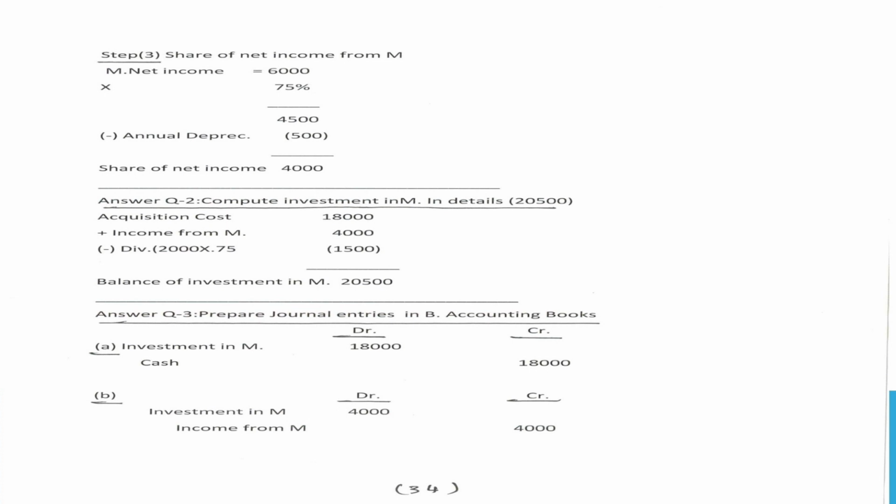First, you need to eliminate income from sub, which is 4. So eliminate this: debit income from M, which is sub, credit dividend 1,500. The difference between debit and credit makes investment in M, that's a credit 2,500. If you look at the worksheet, you're going to see this as entry number 1.